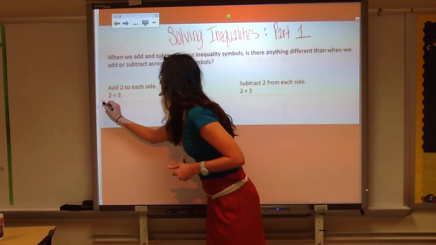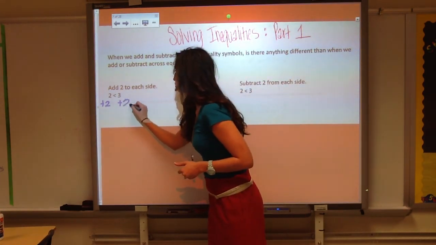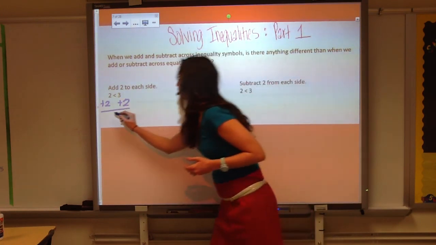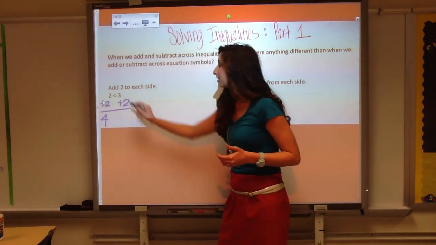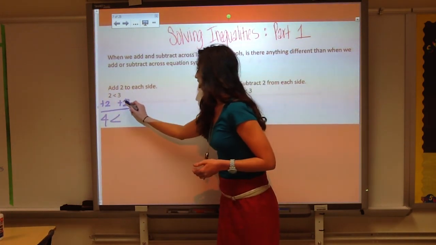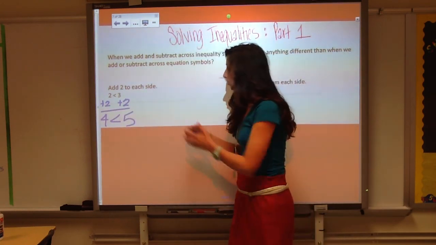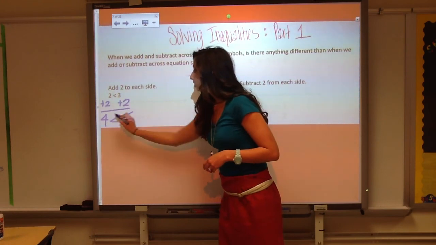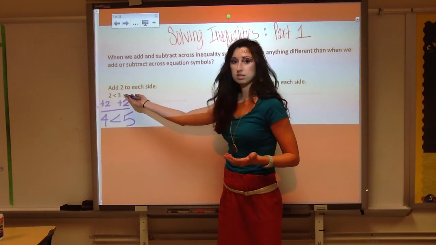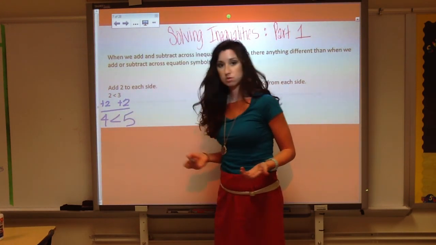Okay? So we're going to add 2 plus 2 to the left, which means plus 2 to the right. And then this is easy math. 2 plus 2 is 4. I'm going to bring down the exact sign, less than. 3 plus 2 is 5. Well, let's just check our work. If we added 2 to both sides, is 4 less than 5? Great. So the inequality sign is very similar to the equal sign. All you have to do is make sure that it follows the right rule.